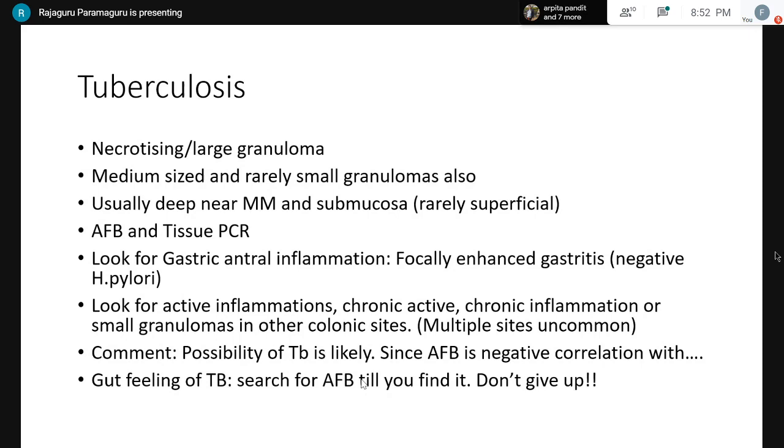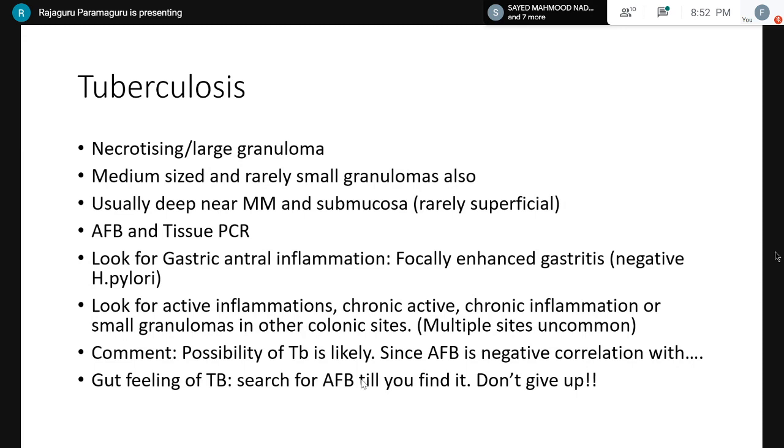So in tuberculosis, the granulomas are usually deep near the muscularis mucosae and in the submucosa. Very, very rarely the granulomas can be seen close to the mucosa or beneath the epithelium. Maybe I think one case I have seen where the granulomas were so small, with few epithelial collections close to the surface epithelium.